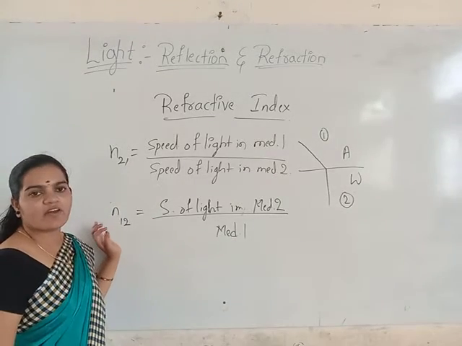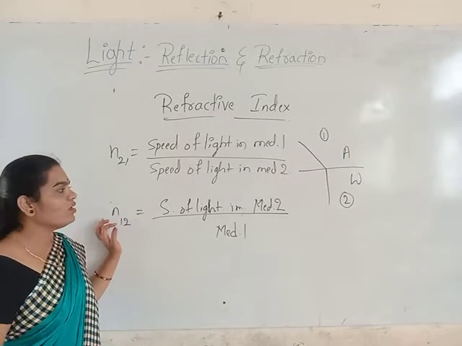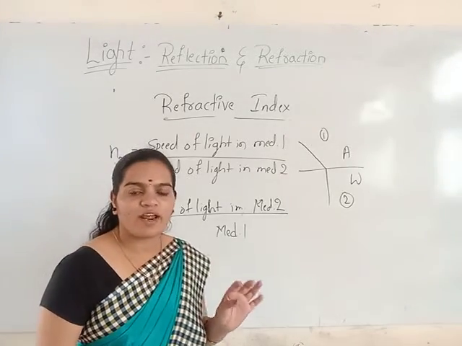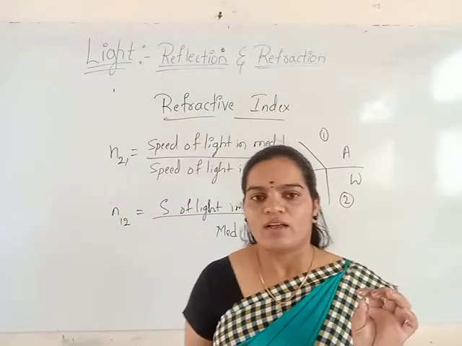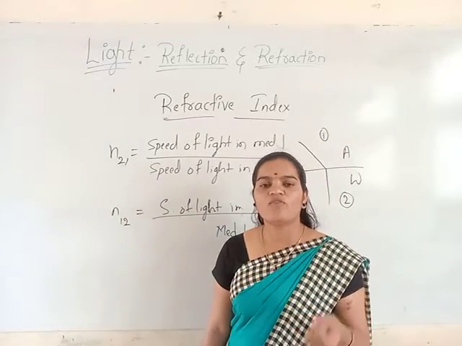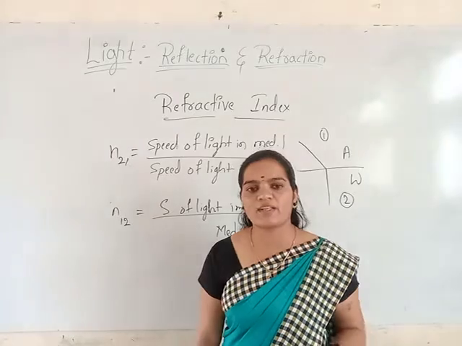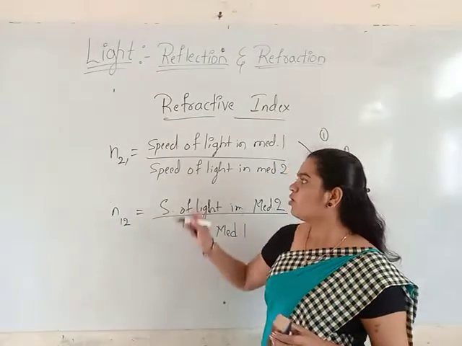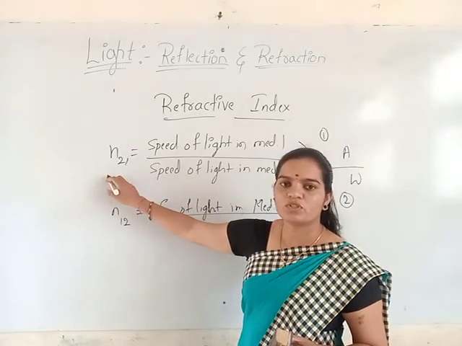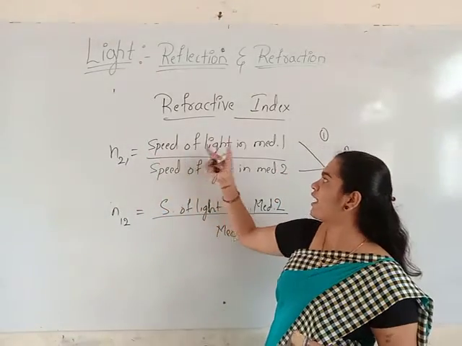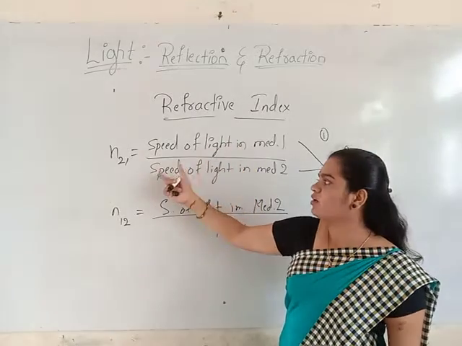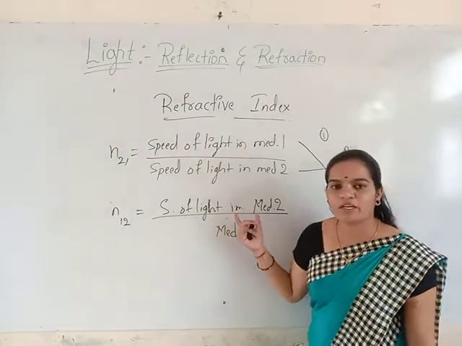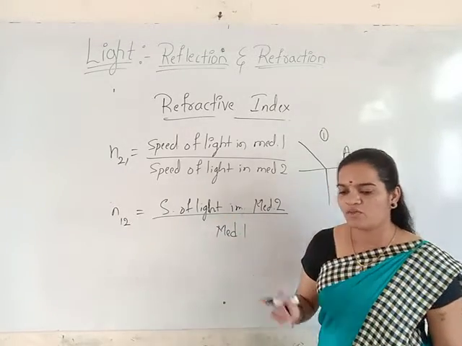Okay, is it clear with the refractive index? Here we are calculating the refractive index of light of one medium with respect to another medium. If I have to calculate the refractive index of medium 1 with respect to 2, I have to take the speed of light in medium 1 to medium 2. If it is the reverse of that, then the speed of light in medium 2 with respect to medium 1.